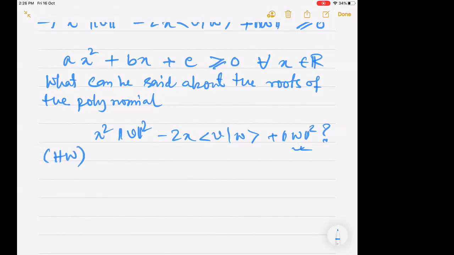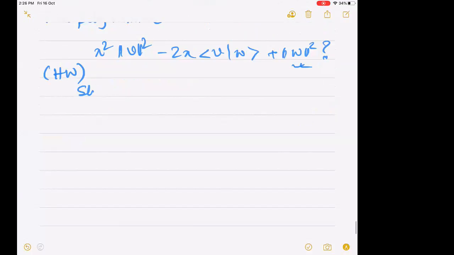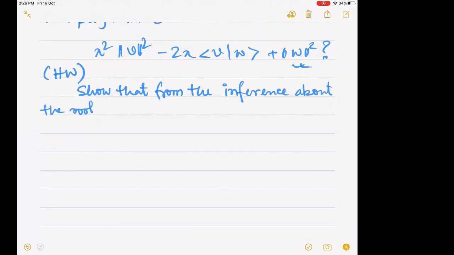In continuation with that, you will also show that from the inference about the roots, one can derive the Cauchy-Schwarz inequality. This is your homework. Do this.